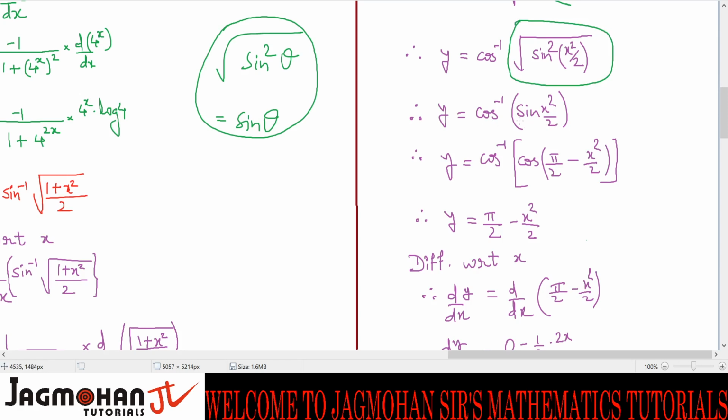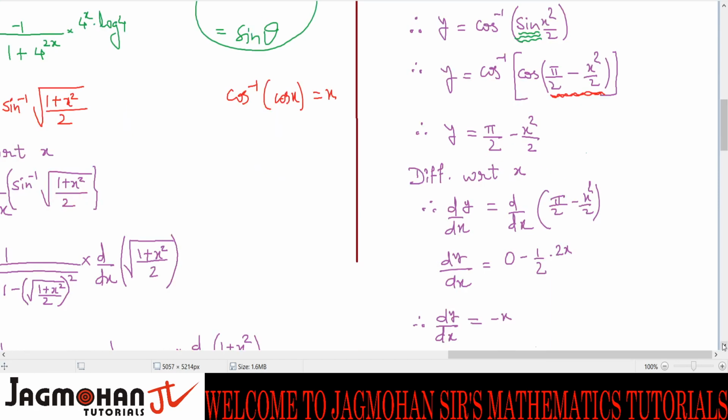So what is the next step? This sine has to be converted into cos. So sine theta, I will write as cos of pi by 2 minus theta, cos of pi by 2 minus x square by 2. Cos inverse of cos x is simply x. So I'm using that result here. What is that result, students? Cos inverse of cos x is equal to x. So cos inverse of cos of this angle, I am left only with this angle, pi by 2 minus x square by 2. Once I get this simpler form, I will differentiate with respect to x both sides.